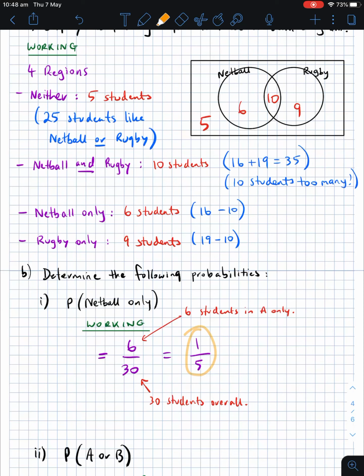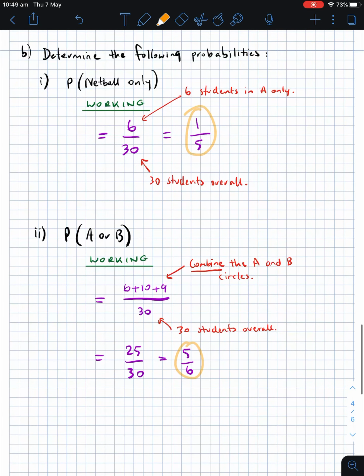Okay, so netball only. Which region is that? So that is this region here. So 6. So there's 6 kids in that region out of a total of 30 students. So 6 out of 30, that simplifies to a 1/5 chance that you're going to get a kid that likes netball only.